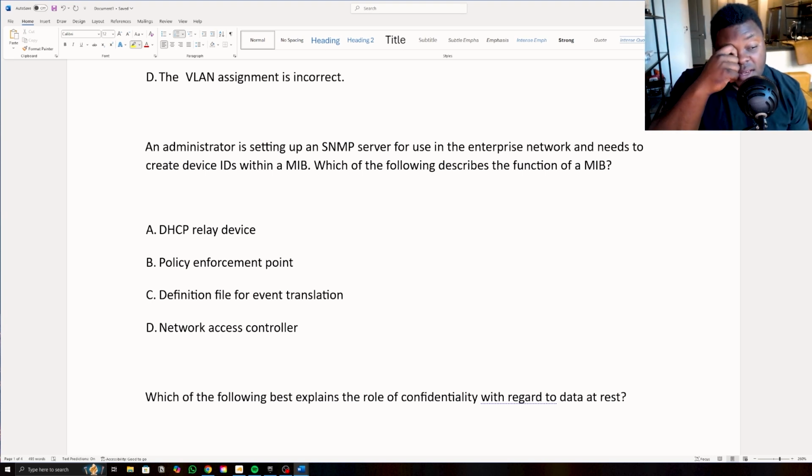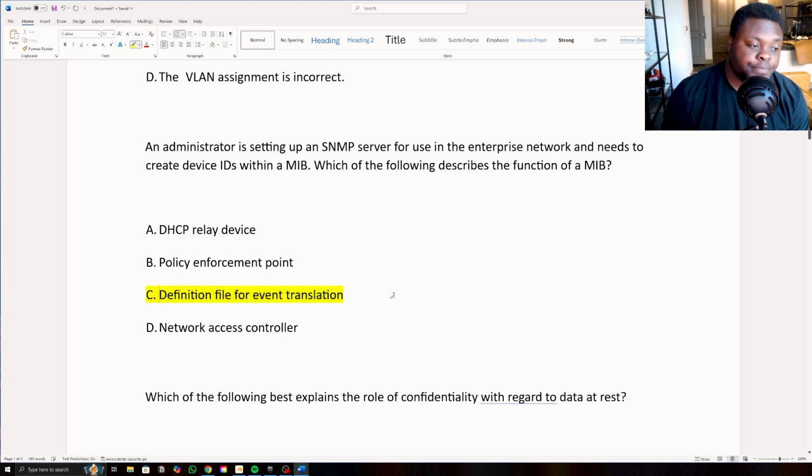And then answer choice C, definition file for event translation. Well, that sounds about right because we know that SNMP uses MIB to translate events. So this looks like a good answer choice. But we're going to check answer choice D, which is a network access controller, which is also a security device. It just pretty much restricts access to a network. Again, not related to the functions of MIB in a SNMP server. So I'm going to go with C here.